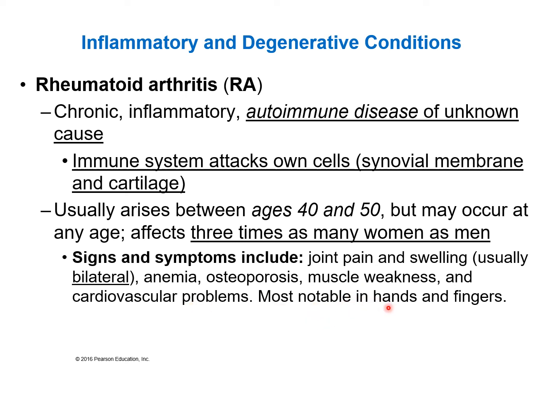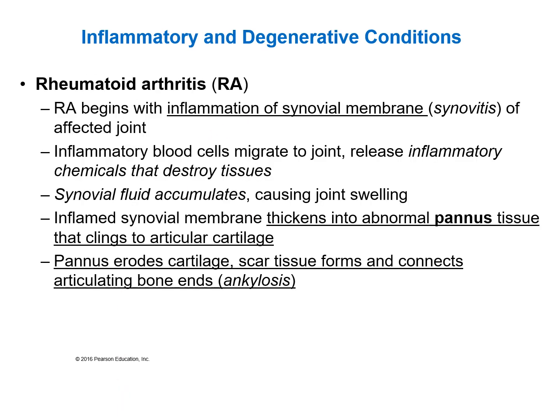Where do you most commonly see rheumatoid arthritis have its effects? The hands and the fingers, so beginning from the wrist going down to the phalanges. Any of the joints there, that's where it's most notable. This is where we see rheumatoid arthritis the most.